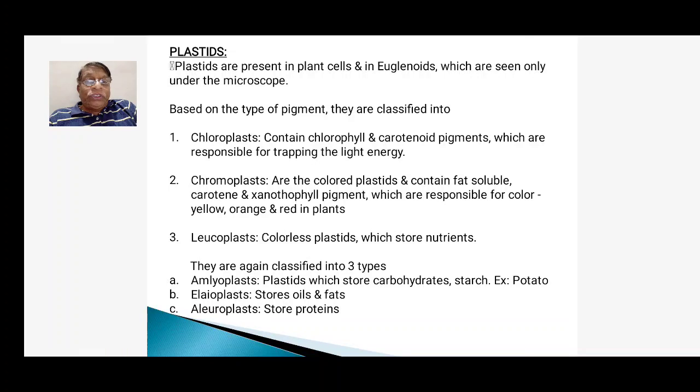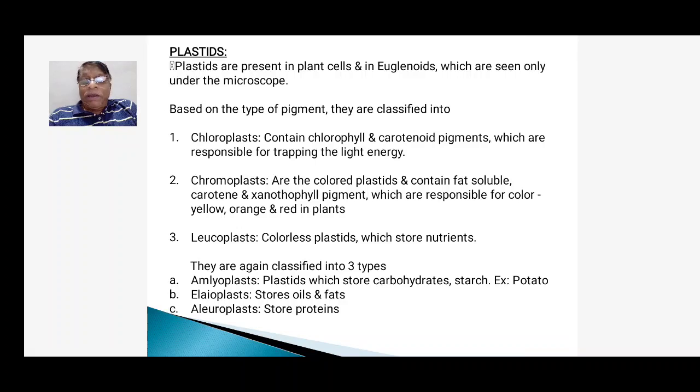What are chromoplasts? The colored plastids are called chromoplast plastids. These plastids are colored. Why? What's the reason? Because these plastids contain color pigments. Say, the chromoplast contains carotene pigment, orange color, and xanthophyll pigment, yellow color. These pigments are mainly responsible for the color.